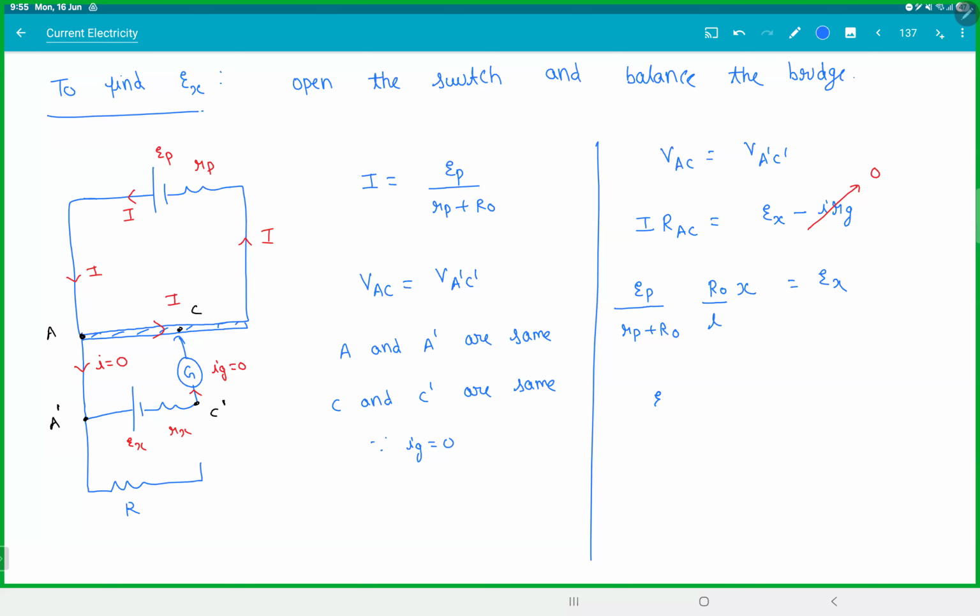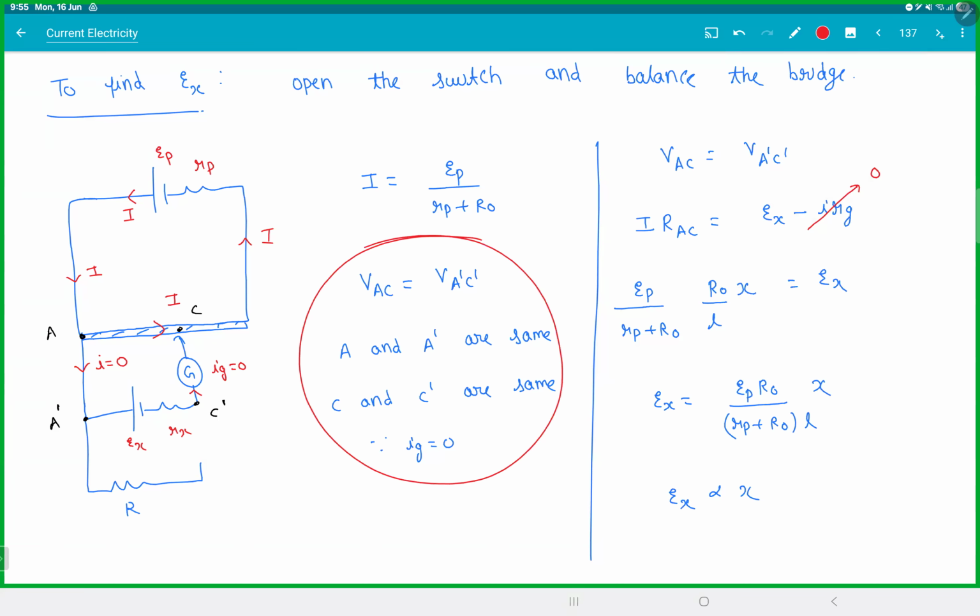I know everything here. EP R naught by RP plus R naught into L into X. EX is proportional to X there. I don't want you to remember the formula, but I want you to understand this part. If you know your circuit and if you know this point, potentiometer can handle everything.